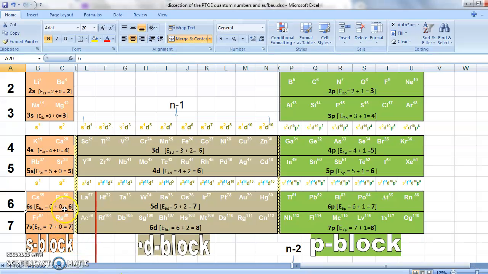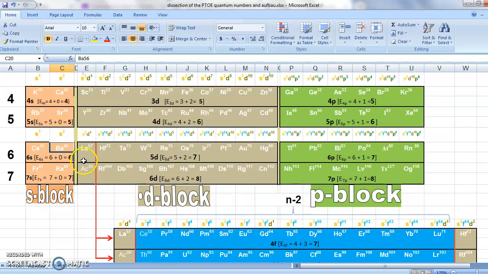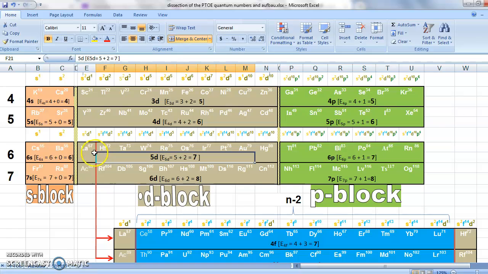We return here. What comes after 56? The 5d opens. The 5d looks like it's next. Lanthanum actually will have one in the 5d. But after we go to 57, we can't go straight to 72. 57 to 72, we're missing some numbers in there.